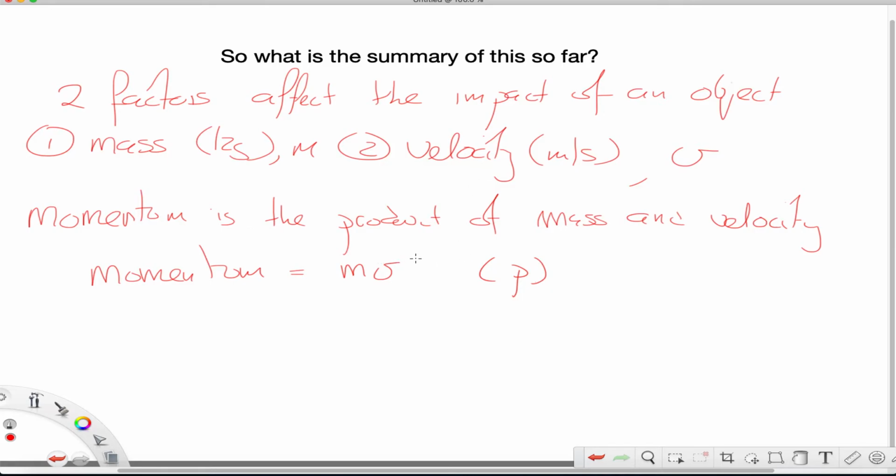So if it's not moving, it's got no momentum. The larger the mass is, the more momentum it'll have for a given velocity. The larger the velocity is, the more momentum it'll have for a given mass. It's not a very satisfactory definition. Momentum is the product of mass and velocity, but you can see how it captures these two things that affect the impact that an object will have, or indeed how difficult it is to change its motion.